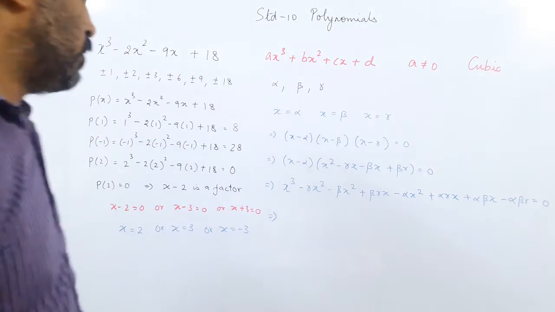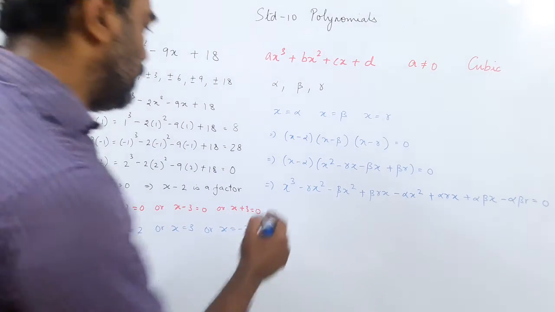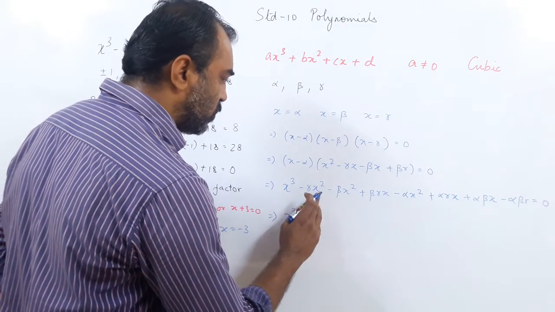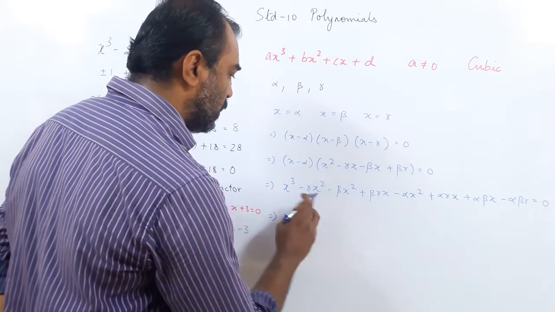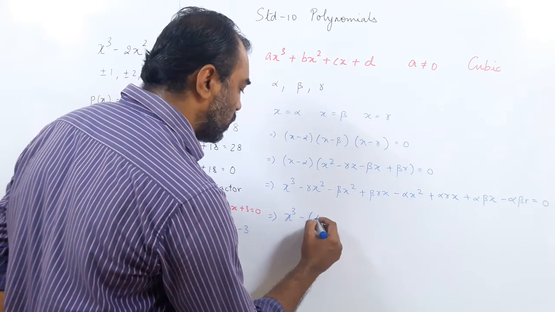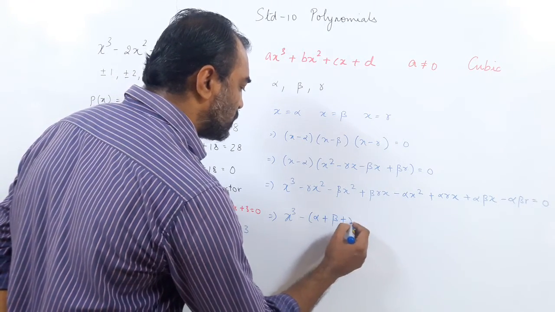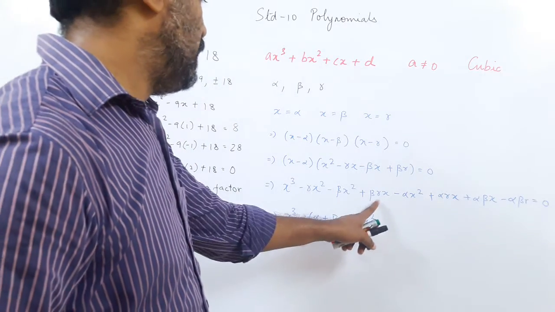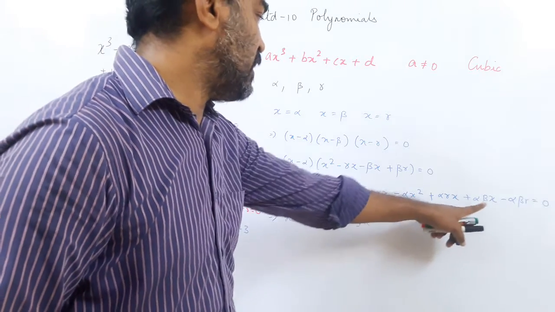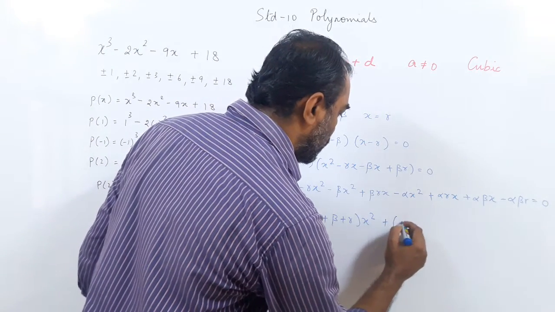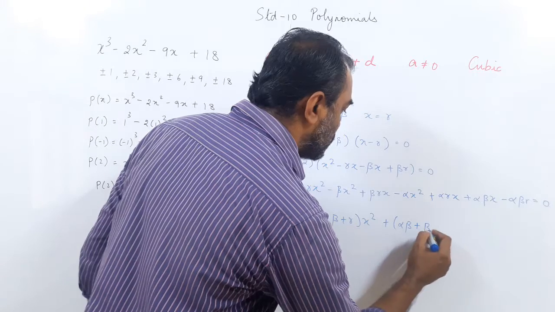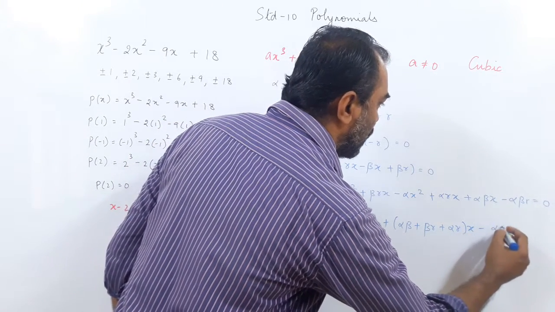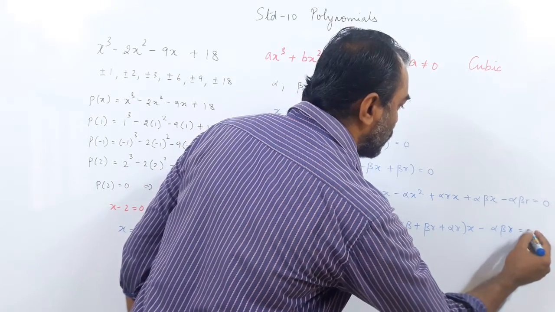So what have we finally got here? I can take this x cube outside, minus, x square, and minus sign is inside, it is minus common, so alpha plus beta plus gamma x square. Then I have got beta gamma x, alpha beta x. So plus alpha beta plus beta gamma plus alpha gamma x minus alpha beta gamma.